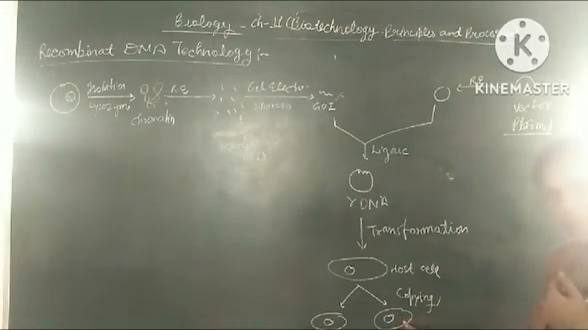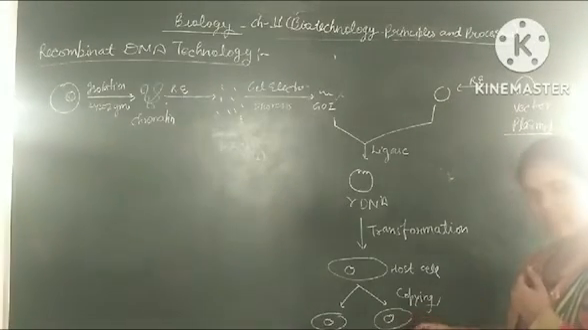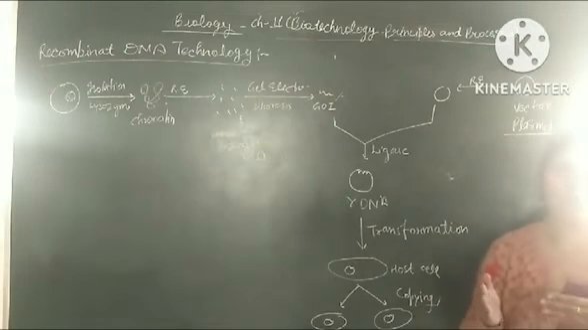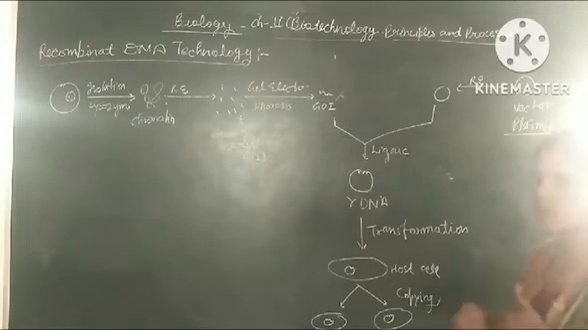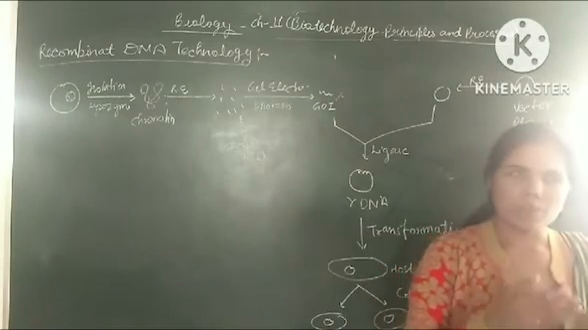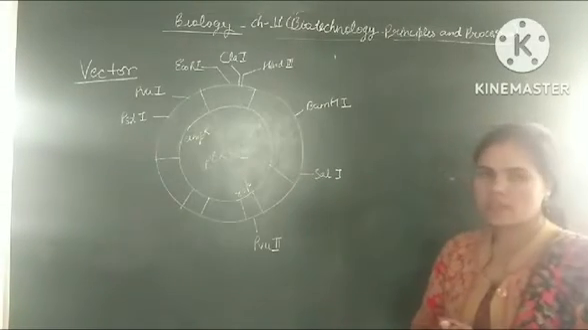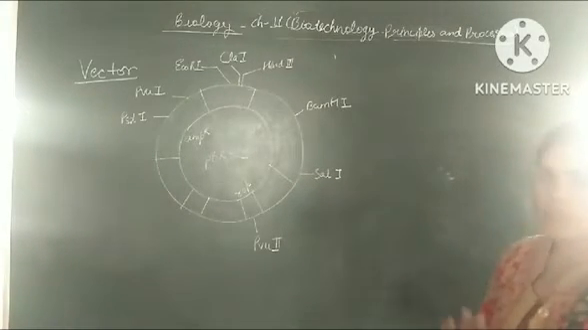After making the product, we purify that material from the bacterial cells or from the host cell, and that material goes for the downstream processes. After the downstream processes, that material will be available in the markets for the consumers. This is the diagram of a vector or a plasmid which is found inside the bacterial cell.